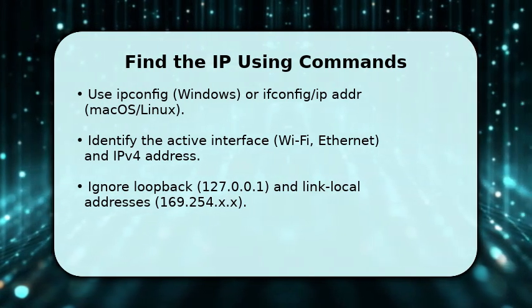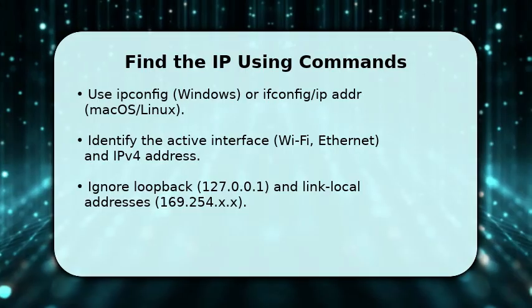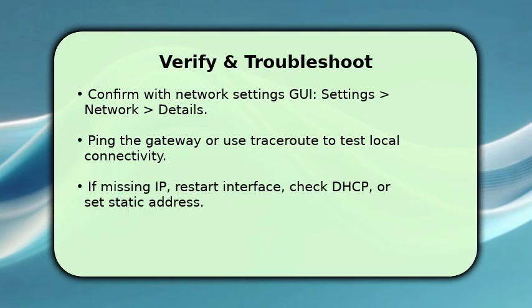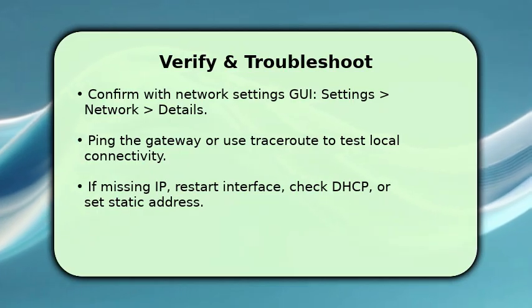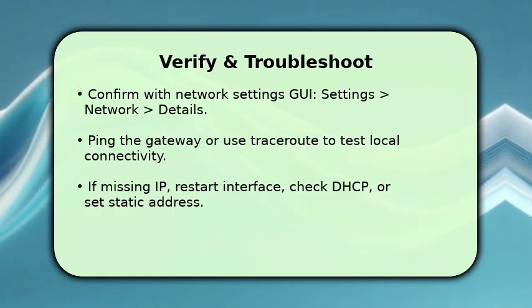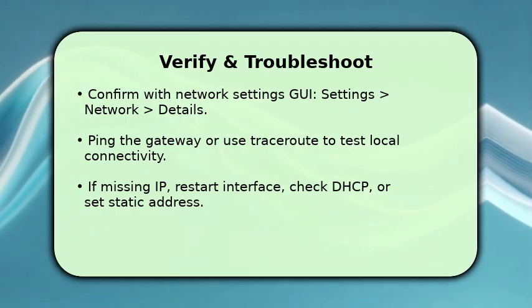Now verify the address by opening network settings or pinging your router IP. For example, ping 192.168.1.1. If connectivity tests fail, restart the network interface or toggle Wi-Fi to renew the DHCP lease.